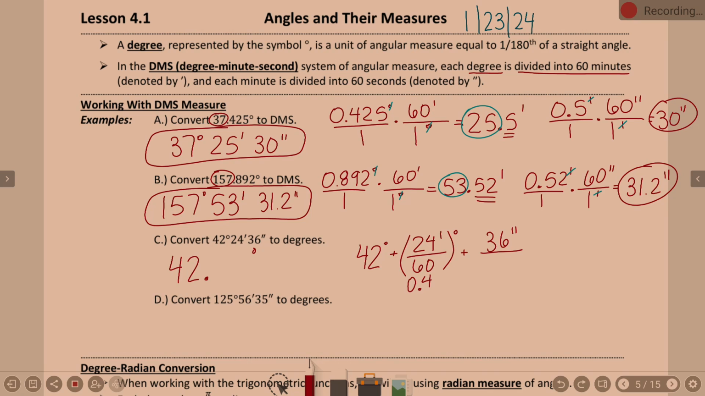Okay. So we're trying to figure out, okay, guys, it was 36 seconds. We're trying to get back to degrees. If we take 36 seconds and we divide by 60 once, what's that going to take us to? That's going to take us to minutes. So then you get that answer, and you're going to have to divide by 60 a second time to get back to degrees.